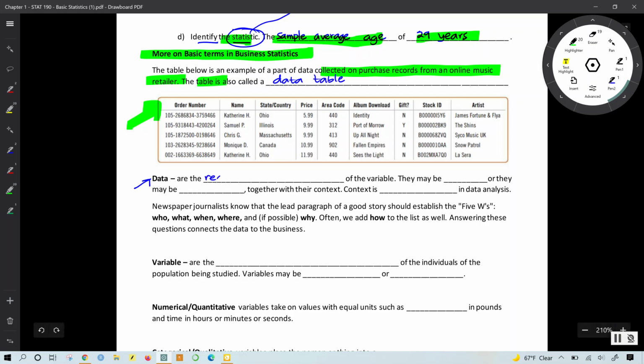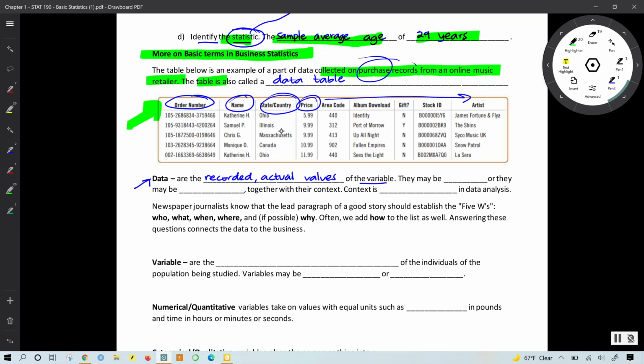Data are the recorded actual values of the variables. The variables in this case that vary from one purchase to another are the order numbers, the name, the state or country, price, and so on. All column titles here are variables. And the values we are recording for each of these variables are your data. So that is why we say that data are the recorded actual values of the variables.